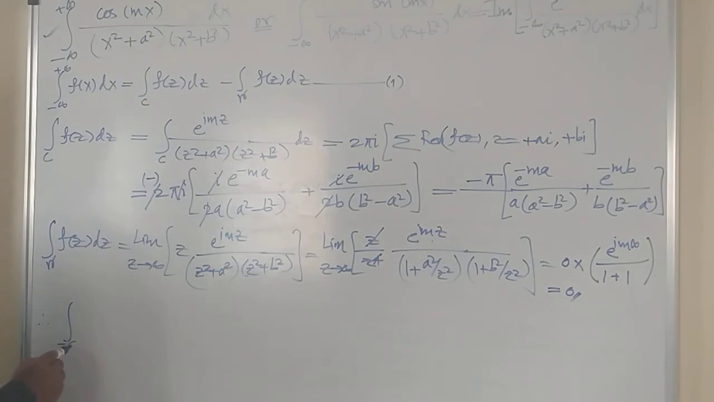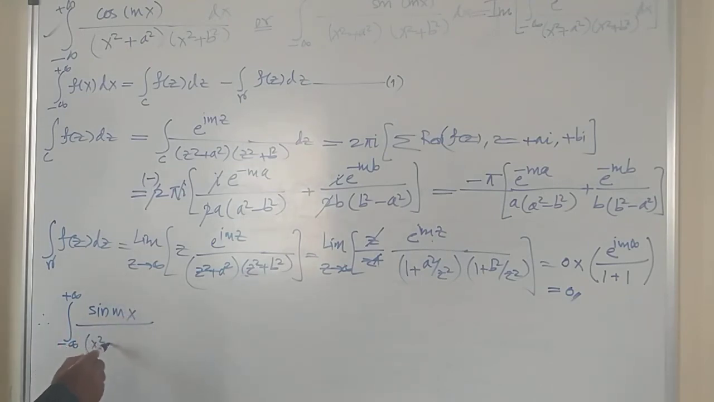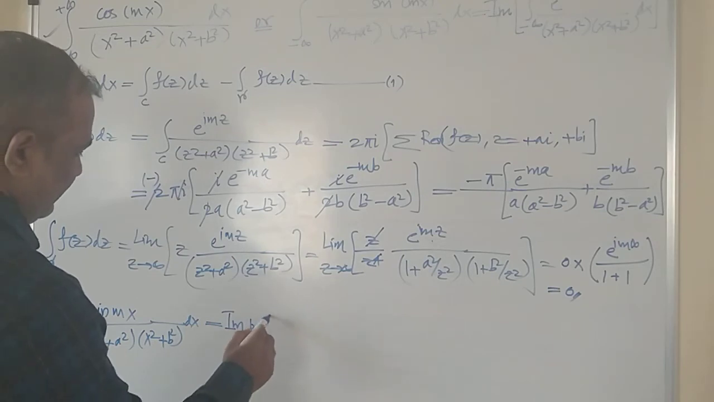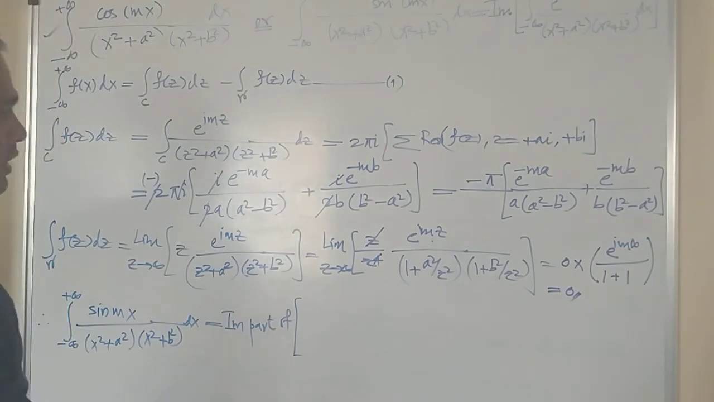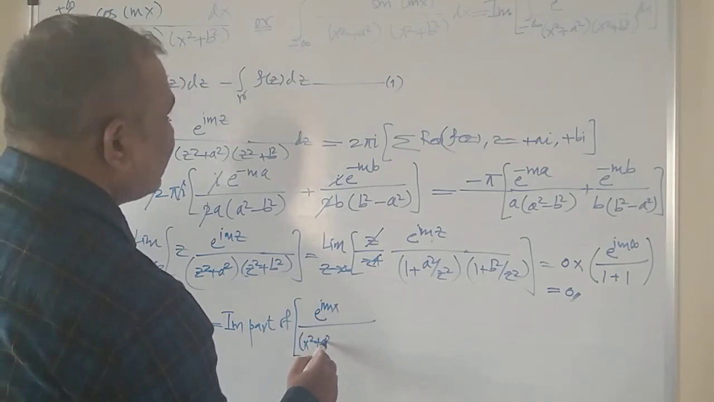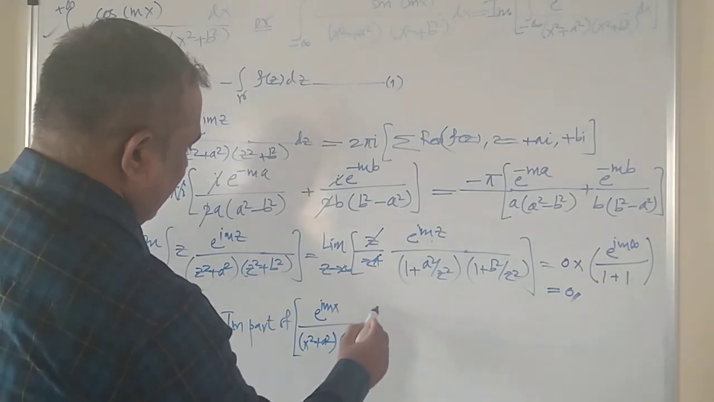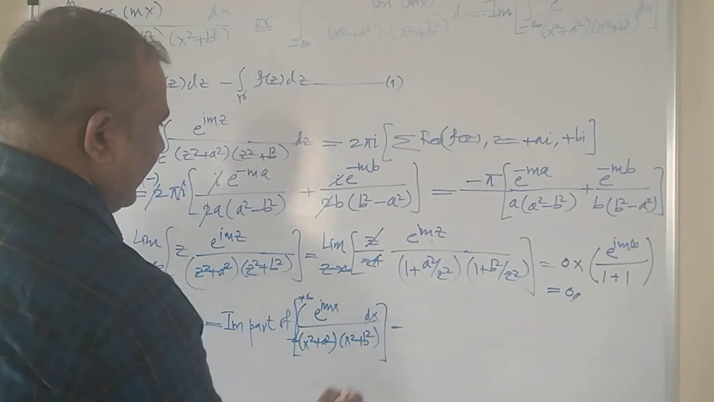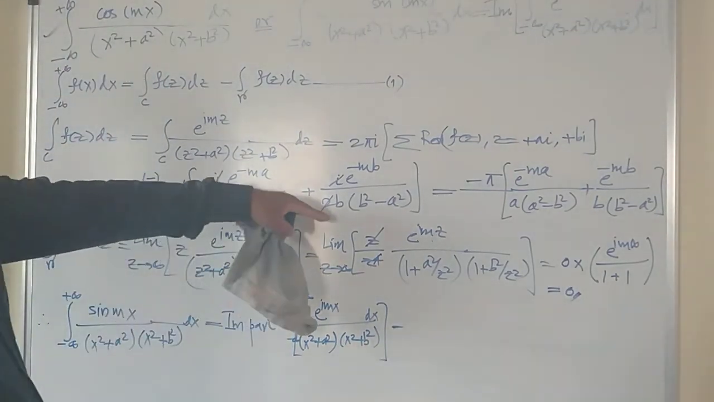the solution of the given integral from minus infinity to plus infinity, which is the imaginary part of e raised to imx, and this is equal to sin mx divided by x square plus a square into x square plus b square dx, is equal to, let me write this one also, the imaginary part of e raised to imx into x square plus a square into x square plus b square into dx, of course integral minus infinity to plus infinity, and this is equal to this plus this.